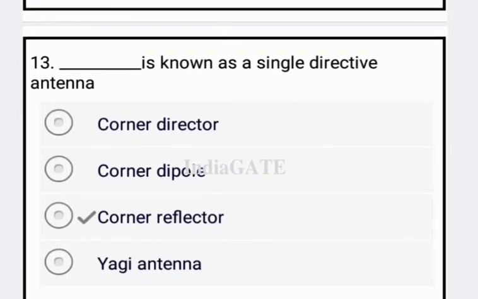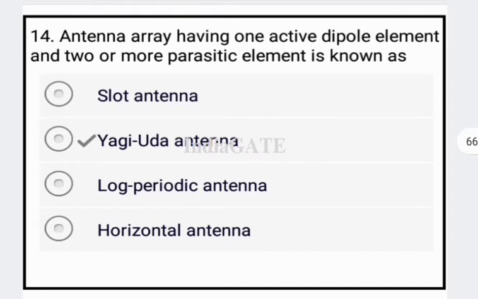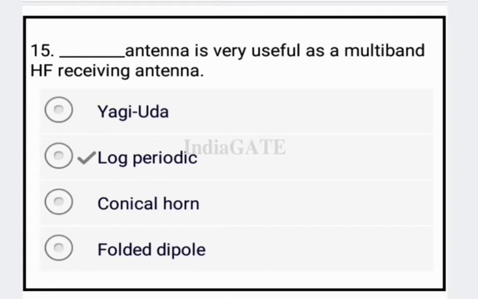This is known as a single directive antenna. So the correct answer for this question is option C, that is your corner reflector. Next question: an antenna array having one active dipole element and two or more parasitic elements is known as the Yagi-Uda antenna. Option B is the correct answer. Next question: this antenna is very useful as a multi-band HF receiving antenna. So the log periodic antenna is very useful for multi-band.